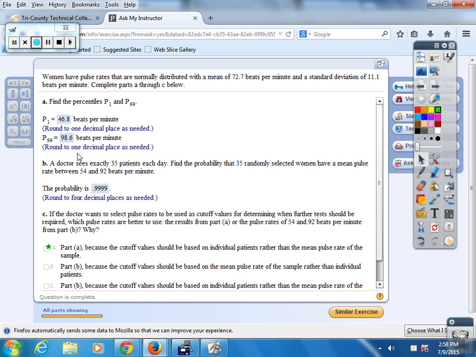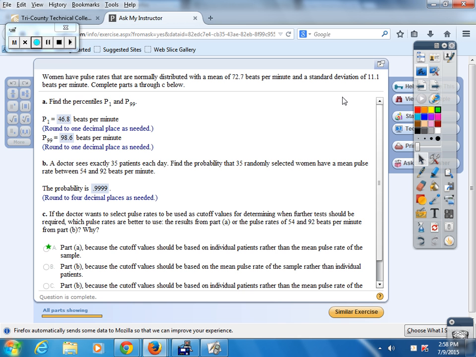I want you to be able to do the math, okay? Yep, but A is from a sample. It doesn't say where the sample is from. So it says women have pulse rates that are normally distributed. Where did they get that from? Where did it come from?